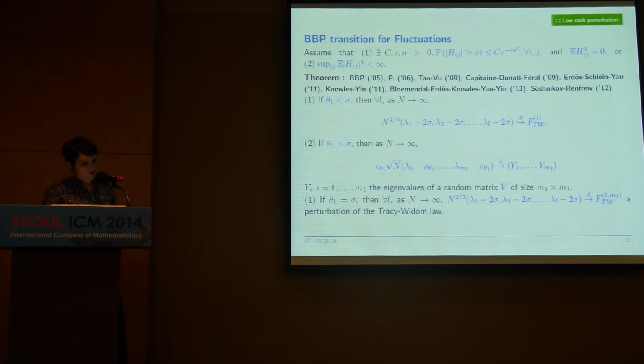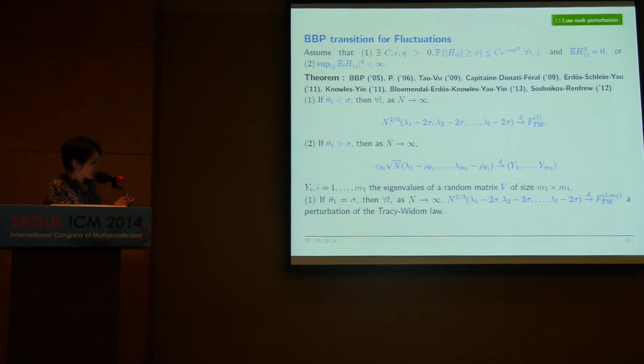where actually the BBP phase transition also arises at the level of fluctuations. So again, there are some moment assumptions on the entries that are to be satisfied. Typically, either the tail of the distribution of the entries has to exhibit some sub-exponential decay, or we will only need a finite fourth moment. Actually, this second assumption is believed to be the good one for any result.